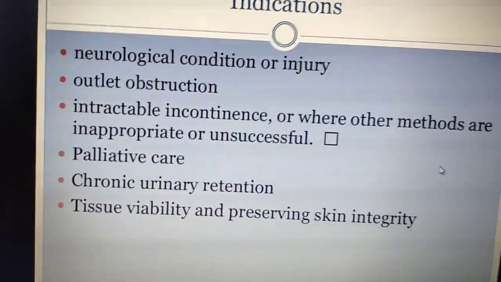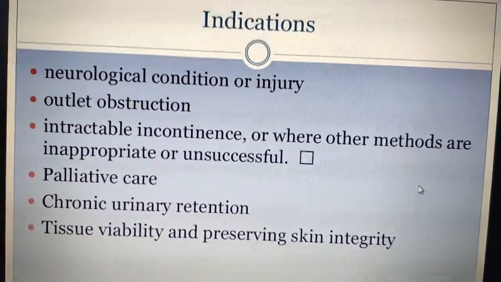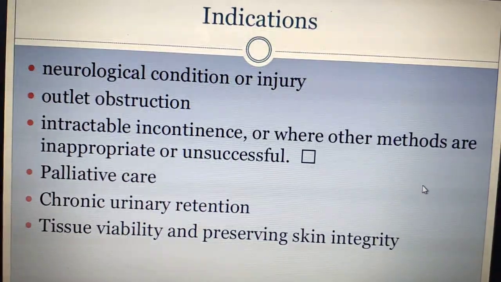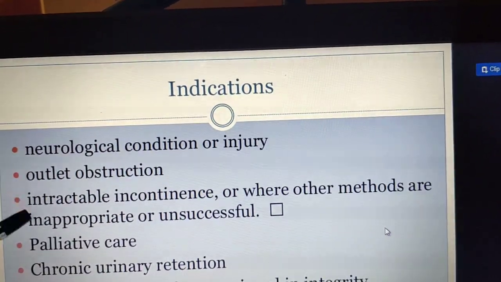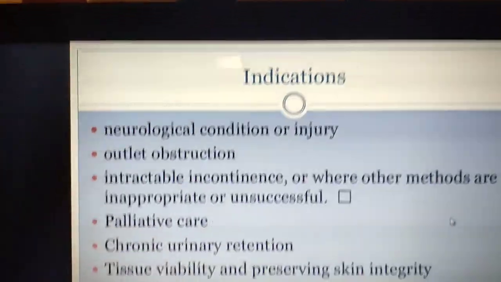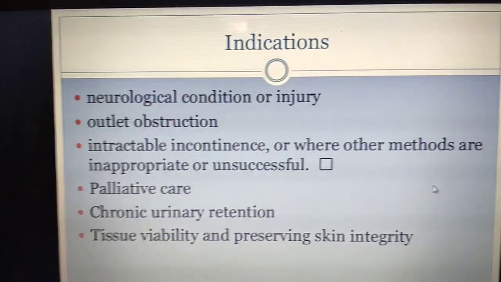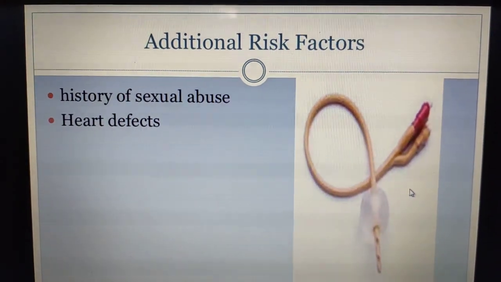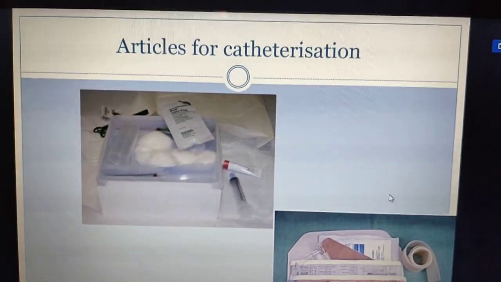Right now, what are the indications for the catheterization? In the class we are discussing the same thing only. Okay, neurological conditions, outlet obstructions, most probably this one. And urinary incontinence and all. For palliative care also, we will do this urinary catheterization. I hope you understood. Next we'll see what are the articles required for the catheterization.